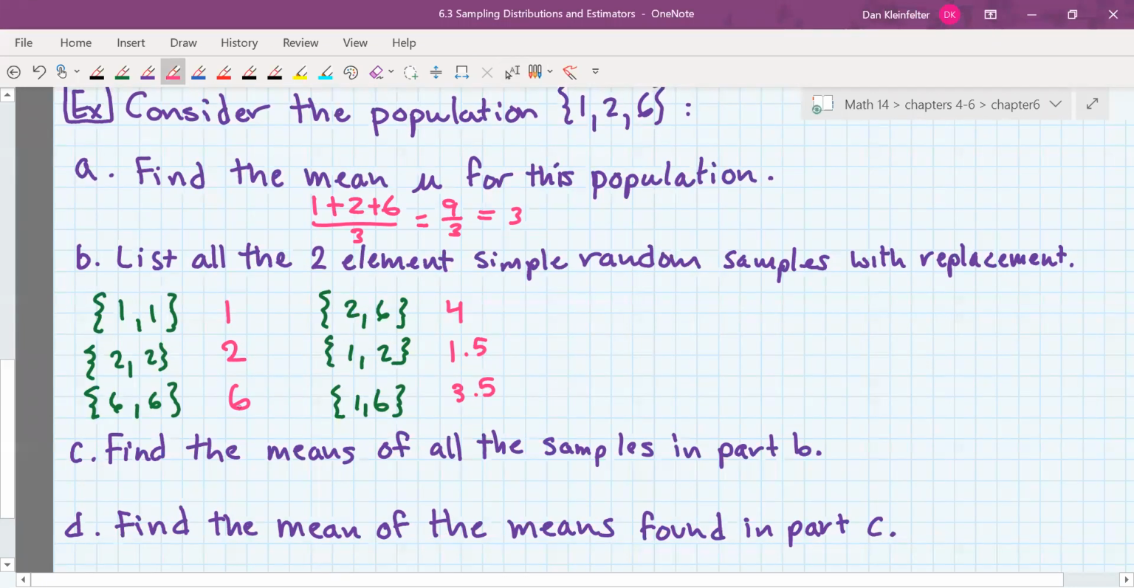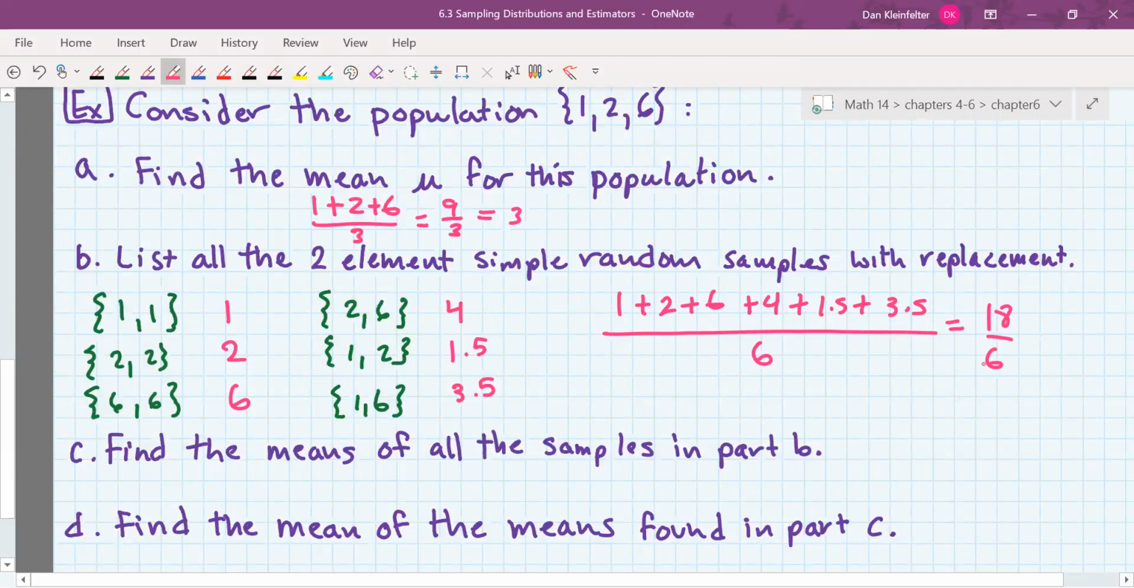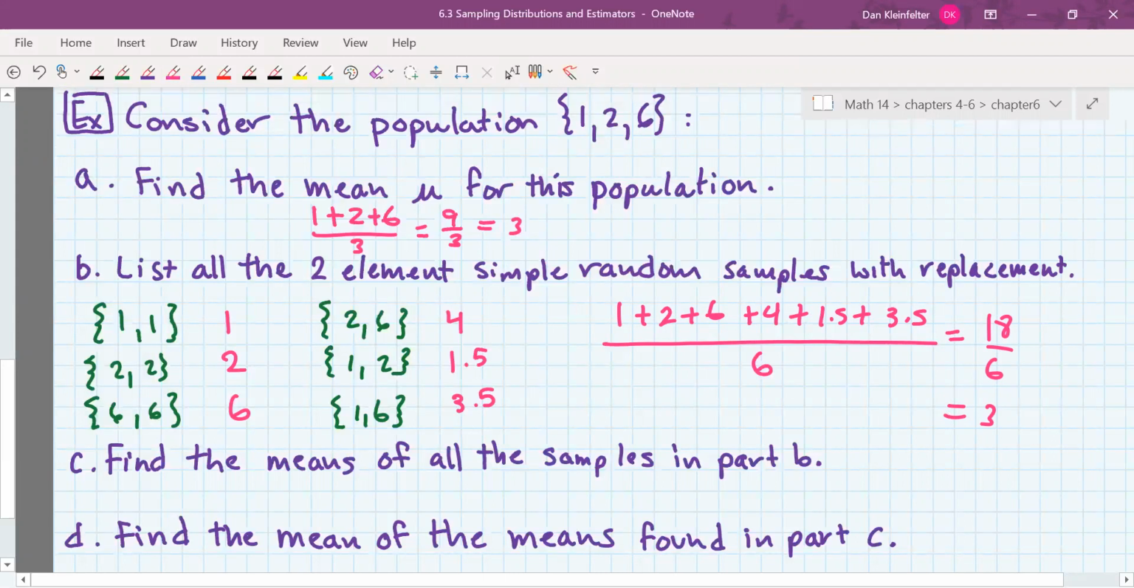Now we want to find the mean of those sample means. So I'm going to add across the first column and then the second column. So we'll have 1 plus 2 plus 6 plus 4 plus 1.5 plus 3.5. And there were a total of 6 samples. Okay, so adding across the top, I'm going to start from the right because it's easier for me. So there's 4, 5, 15, 18 in the numerator. That's divided by 6, which is 3. So that is the mean of those sample means.